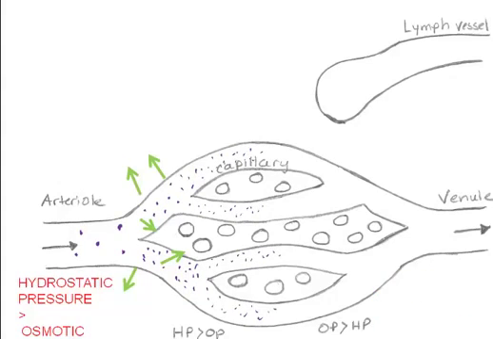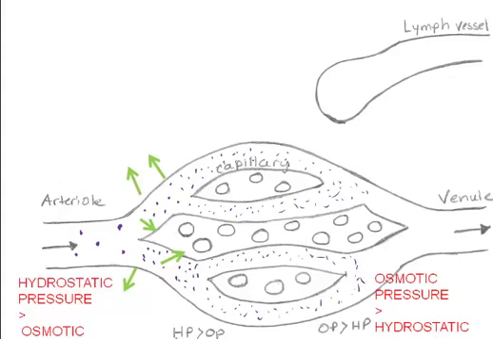At the venule end, blood pressure is relatively low because blood has been diverted from the arteriole to many capillaries. Osmotic pressure is relatively high. Solute concentration is still high because fluid has been pushed out into the tissues at the arterial end. What's left behind in the capillaries is a high concentration of solutes that includes salt, plasma proteins, and blood cells.